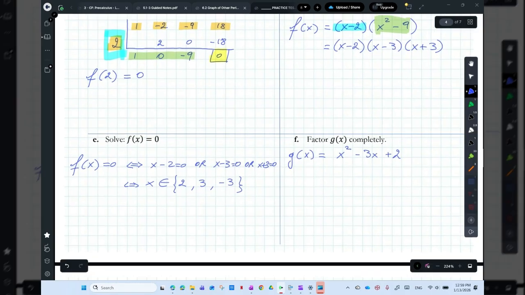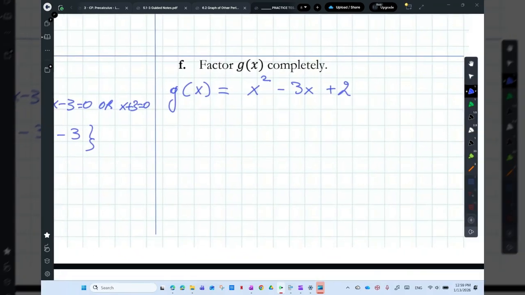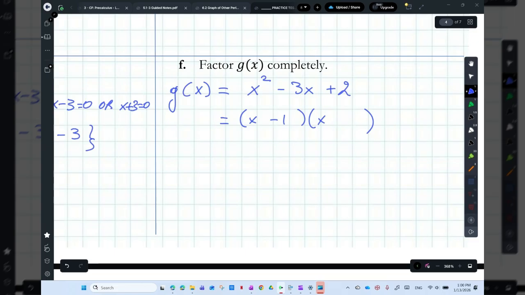And finally, part F, I just need to factor g of x. For that, you can use one of the many methods that we did review. So here, I will have x minus 1 times x minus 2. And here you have it.